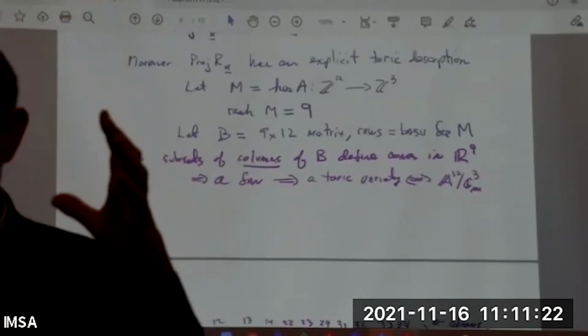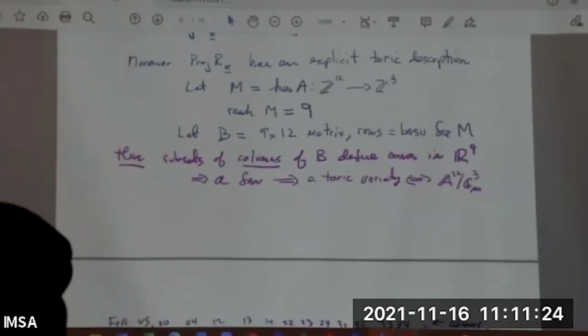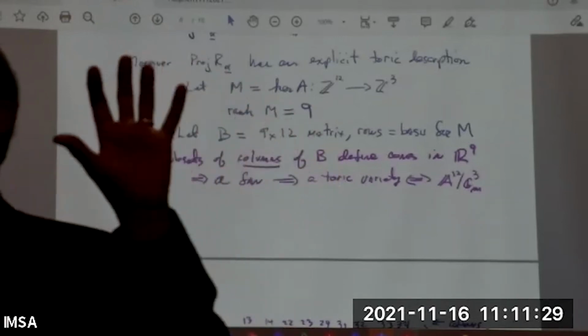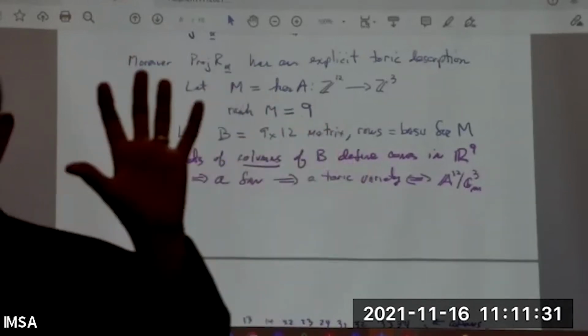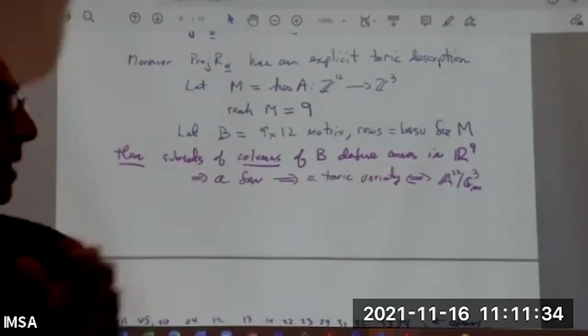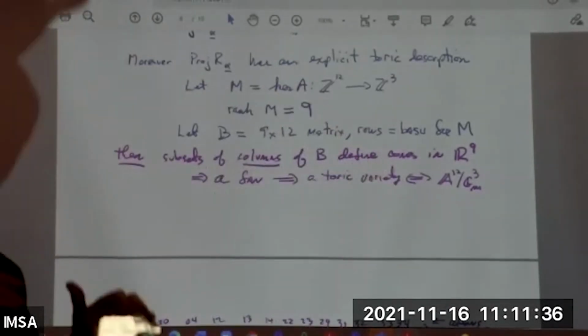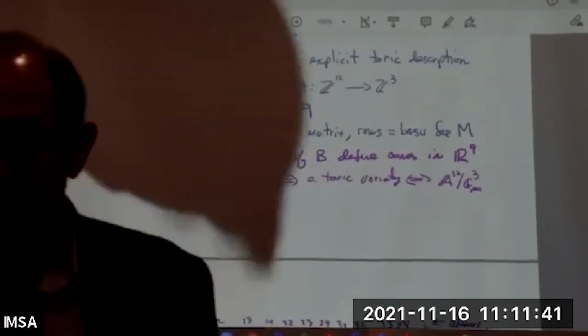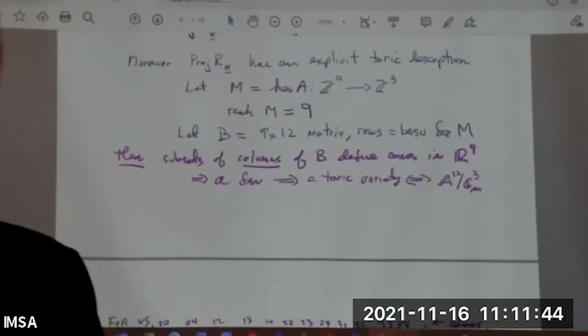You look at that map, which is a map from Z12 to Z3, and you look at the kernel. That kernel is rank 9, and you choose a basis for it. So you get a 9 by 12 matrix. The rows form a basis for this kernel. And then it turns out that certain subsets of the columns of that matrix define cones in R9. And that gives you a fan, and that gives you a toric variety. And that toric variety is the quotient space.